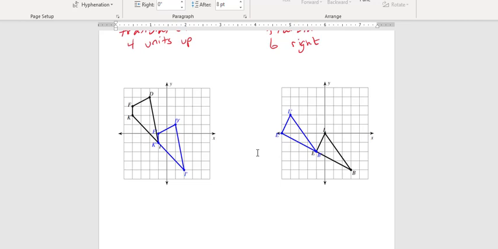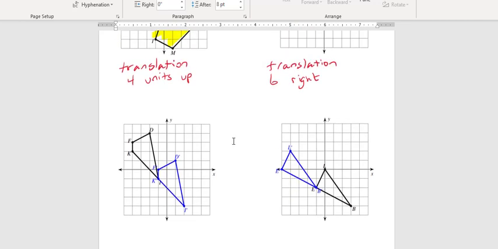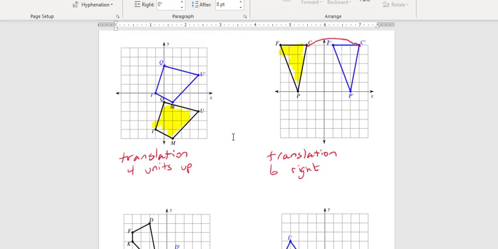So this is what it looks like to identify that you're looking at a translation and to describe it fully and to understand what the properties are that stay the same and what changes.